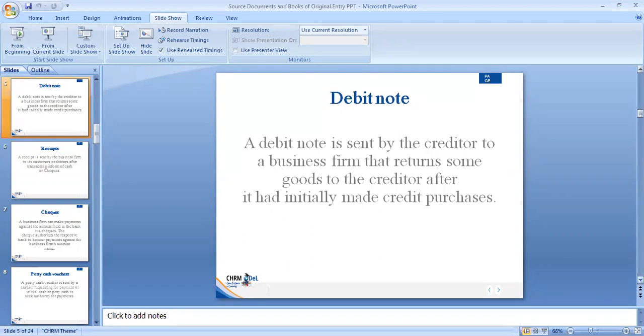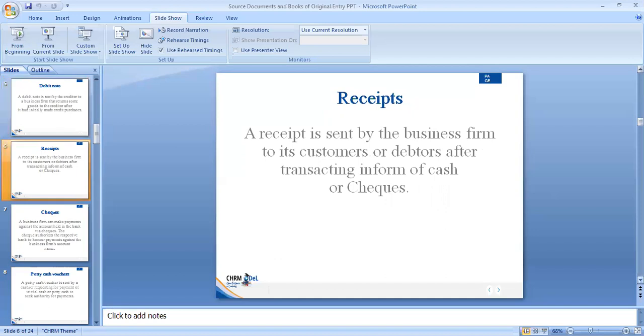Then we have what we call a debit note. A debit note is issued by the supplier. Once the goods that were sold to us have been returned to the supplier, the supplier will prepare a debit note to reduce the amount we are supposed to pay to that supplier. Another source document is what we call a receipt.